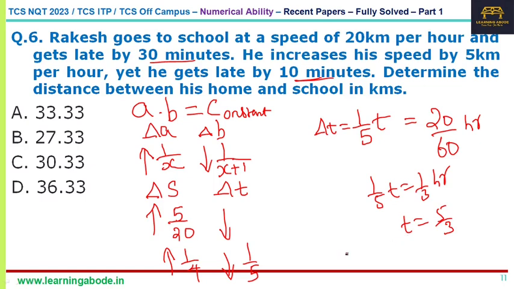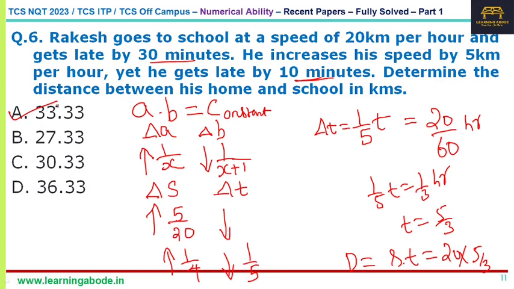Now what we need is distance. Distance is equal to speed into time. Speed is 20, right? Now 20 into 5 by 3, 100 by 3, that's 33.33. Now I called it a shortcut. Okay, now I'm taking this much time, then how can I claim it as a shortcut? See, the moment you know the method, this question becomes very easy, right?